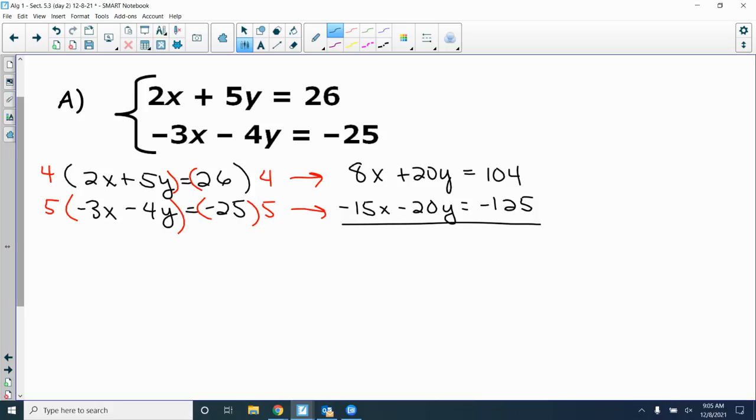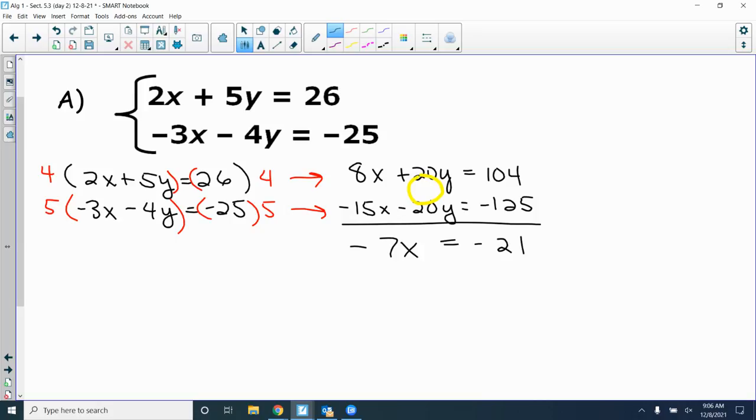Okay, you're adding. Alex. Negative 7x, and then you cancel out the y's. Yep, they add up to 0. And then you add the 104 and negative 125 and get negative 21. When I'm doing this, I'm putting this in my calculator, 104 minus 125, just like it looks. You said it's negative 21.